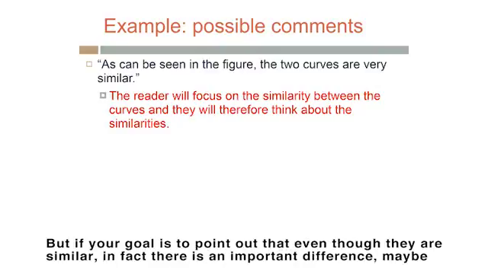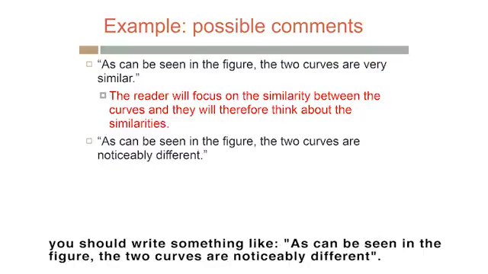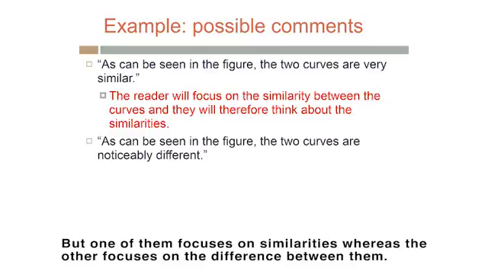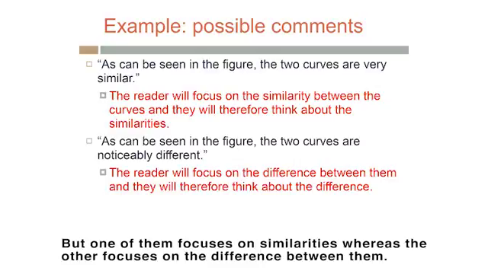But if your goal is to point out that, even though they're similar, in fact there's an important difference, maybe you should write something like, "As can be seen in the figure, the two curves are noticeably different." So both of these sentences could be used to describe that figure. But one of them focuses on similarities, whereas the other focuses the reader on the difference between them.